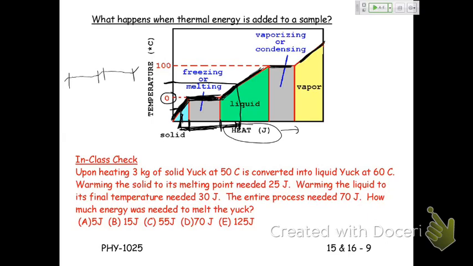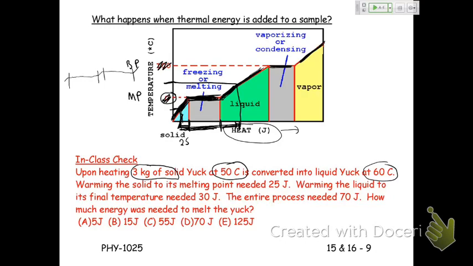In Physics 1, I can give you just the specific heats and the latent heats and let you get on with it. But at this level, we do a bit more holistically. So I can say: upon heating, 3 kilograms of yolk at 50 degrees C is converted into liquid yolk at 60 degrees C. Warming the solid to its melting point took 25 joules. Now, first thing, this is yolk, so that's not 0 anymore, and that's not 100. But this is still the melting point, and that is still the boiling point.